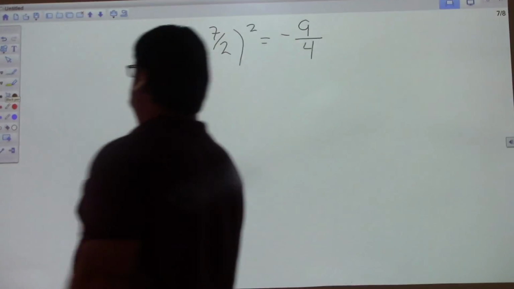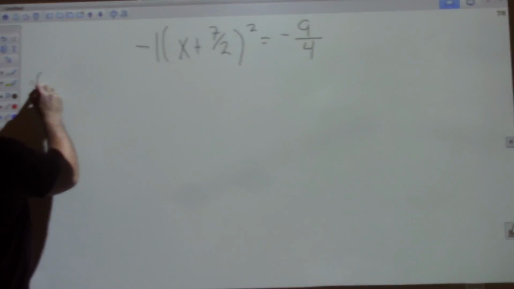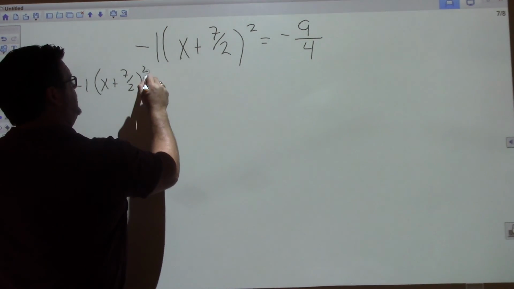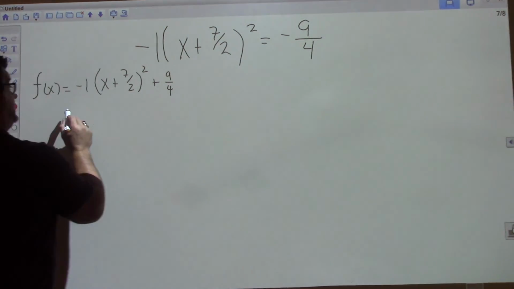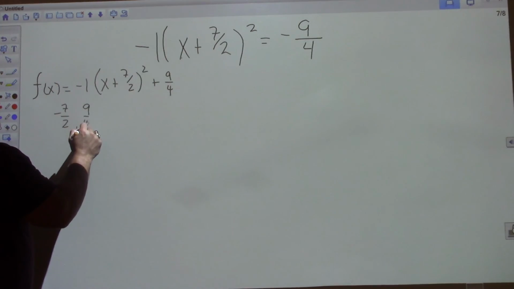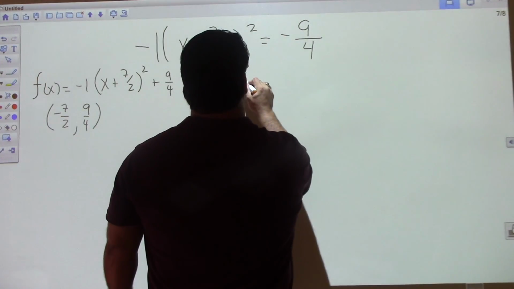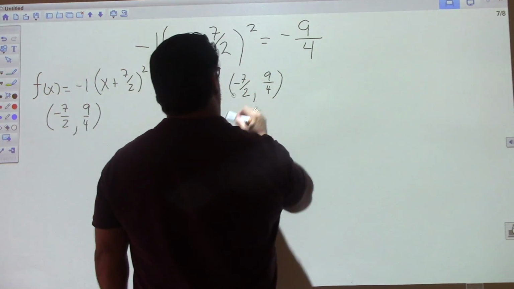All right, so f of x is equal to negative 1, x plus 7 halves, quantity squared, plus 9 fourths. And negative 7 halves and 9 fourths is your vertex. Or you could just write negative 7 halves and positive 9 fourths as your vertex.